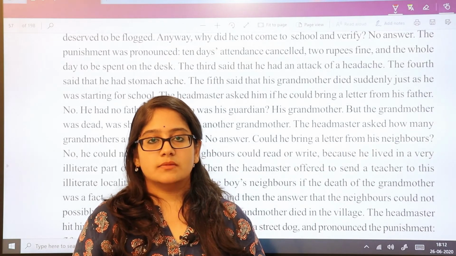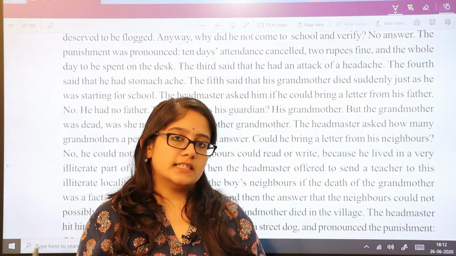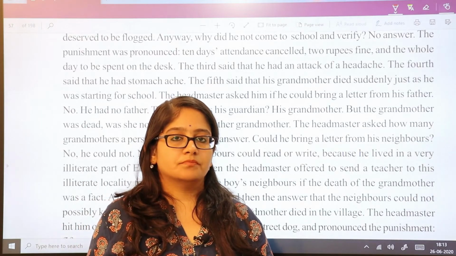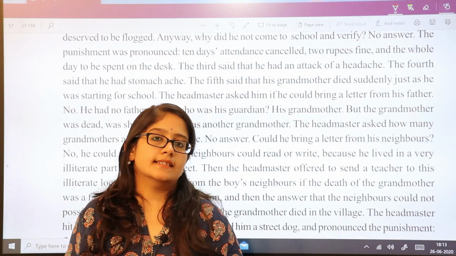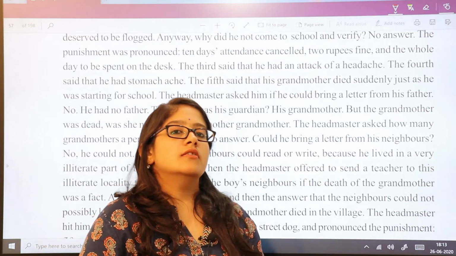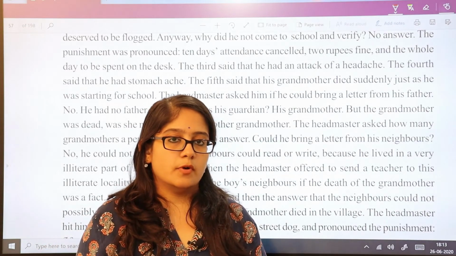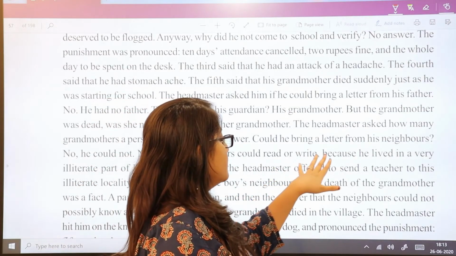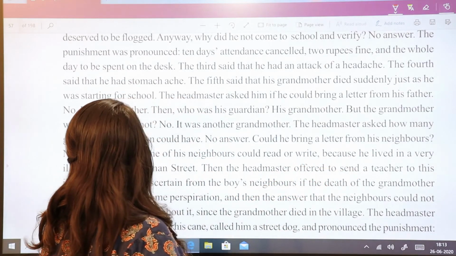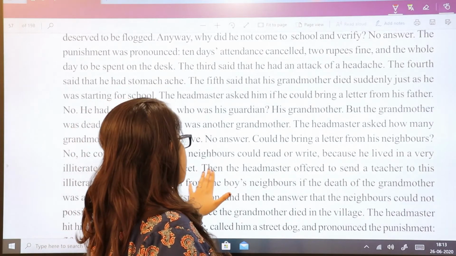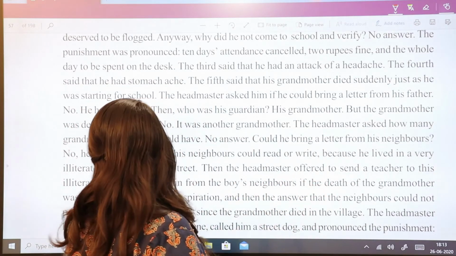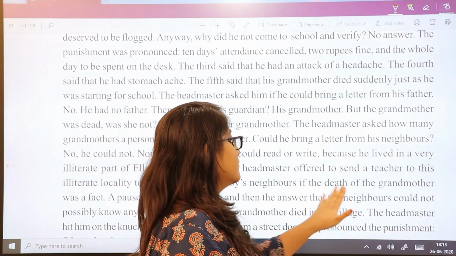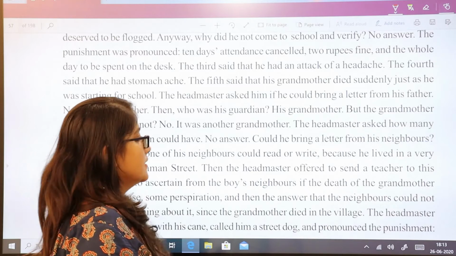Because there has to be some proof, right? The neighbors might have seen the funeral, might have seen the dead body, might confirm that yes, his grandmother died. So was there any answer from the boy? No, there was no answer. None of his neighbors could read or write because he lived in a very illiterate part of Elaman Street. Then the headmaster offered to send a teacher to this illiterate locality to ascertain from the boy's neighbors if the death of the grandmother was a fact.